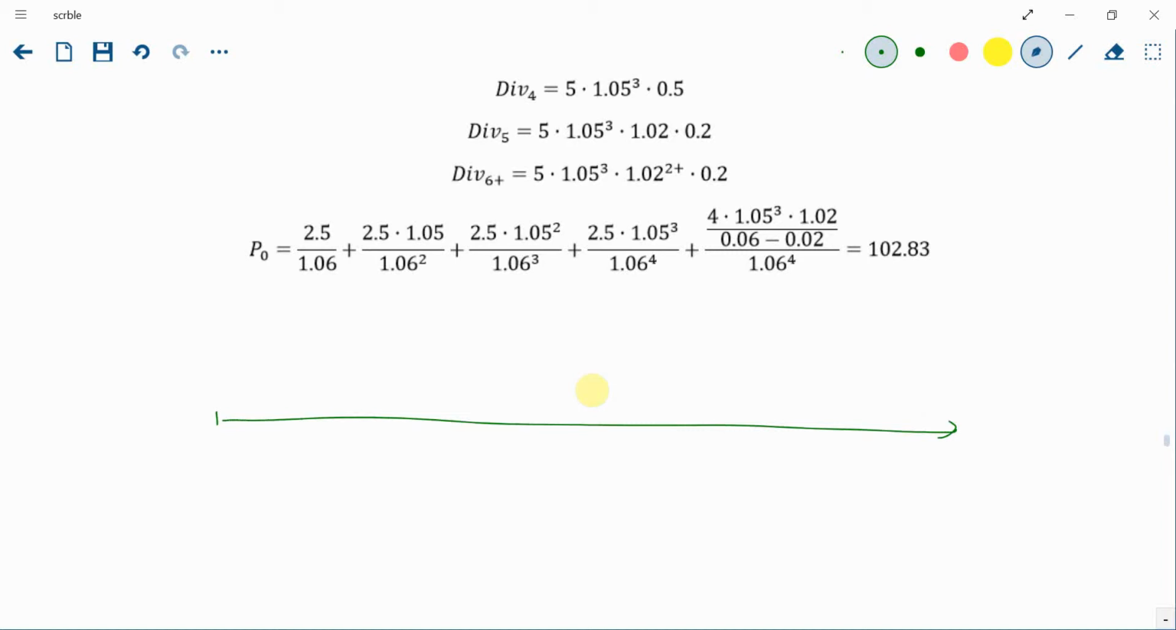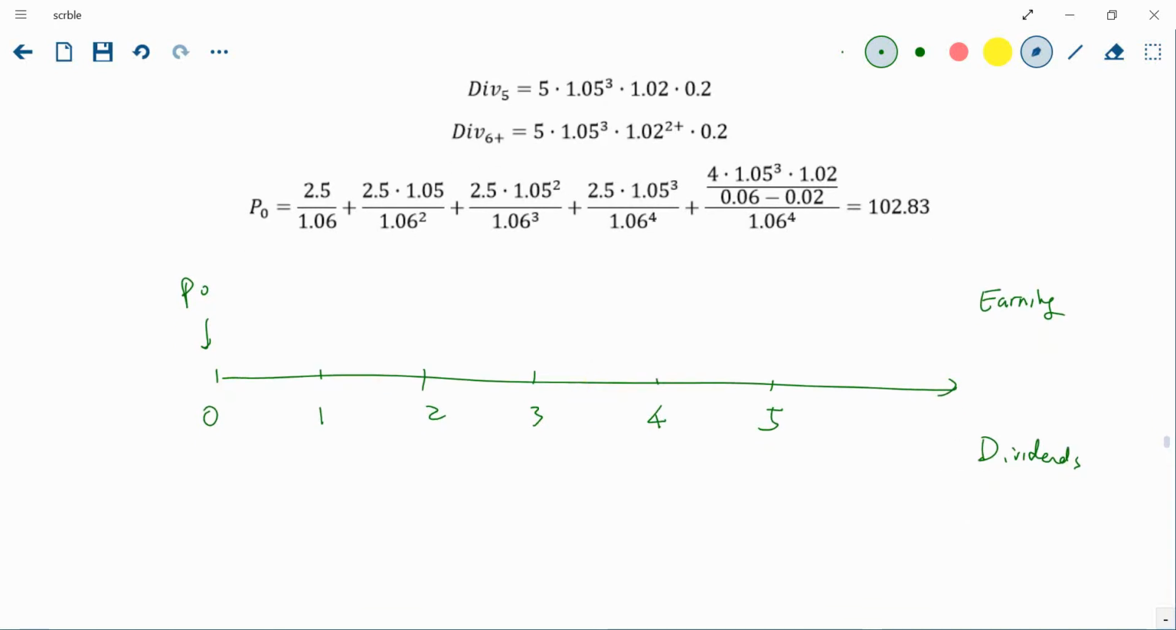So we start at time 0 and we are asked to find the price at time 0. And at times 1, 2, 3, 4, 5, we'll be calculating two things. The first thing is the actual earnings, and then we'll be finding the dividends. And then the price is just the present value, or the discounted value, of the dividends.